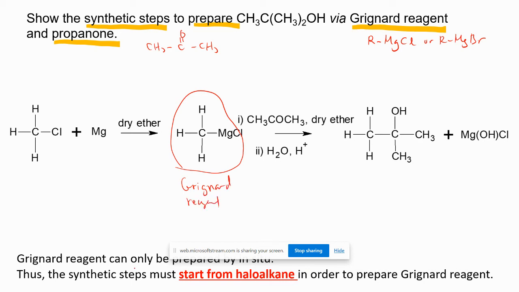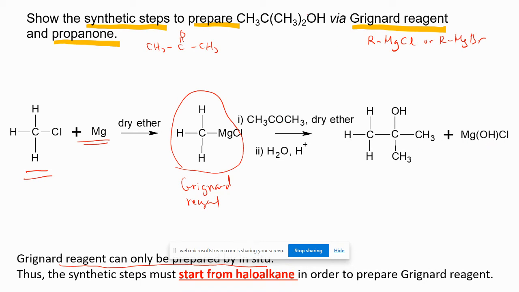But you have to remember Grignard reagent can only be prepared in situ. That's why we have to start from haloalkane and react with magnesium in dry ether. Then we can get our Grignard reagent. And then when it reacts with propanol, we will get our answer.